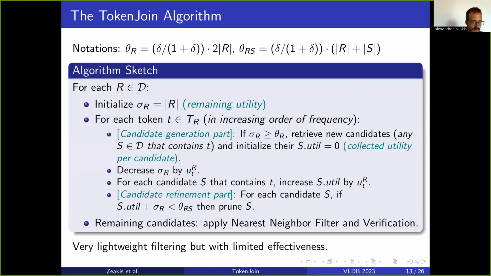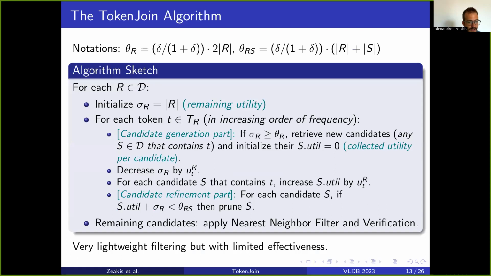Now let us present our algorithm. We have first some notation where we transform the threshold delta into two matching thresholds, theta R and theta RS. For each set R in D, first we initialize the remaining utility sigma to the size of R. That translates to all elements R having element similarity 1. While examining tokens, this remaining utility is decreased by the corresponding set level token utility.